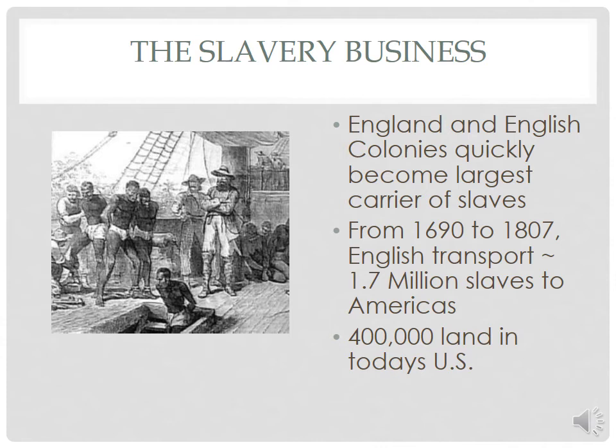The slavery business. So England and the English colonies quickly become the largest carrier of slaves. From 1690 to 1807, the English transport about 1.7 million slaves to the Americas. So that's a large amount of people being shipped across the Atlantic.